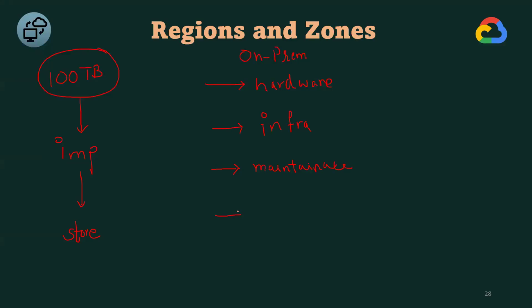Perfect. And access, performance, availability. Let's not worry about availability. Next thing, scaling. Scaling is not easy. Perfect. Then price. The cost of the products is also very high. So when you are working on-premises, if you want to store 100 terabytes of data, you have these many challenges.